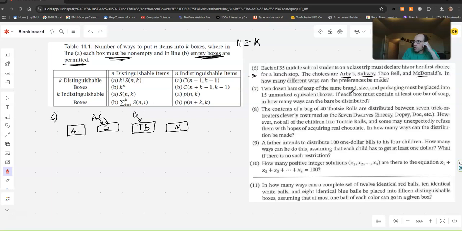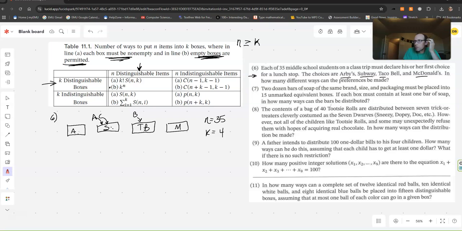So we're talking about 35 middle school students. So n equals 35, k equals 4. Assuming we're considering them as different people here, the middle school students themselves would be distinguishable items. And the boxes, which are the restaurants here, are also distinguishable. If A likes Subway and C likes Subway, that's different than A and C liking Arby's. So we're distinguishable there, and we're saying that empties are allowed. It's okay that McDonald's doesn't get chosen at all, for example.